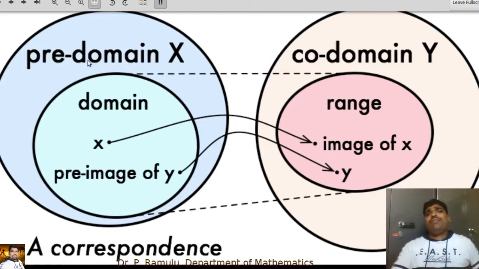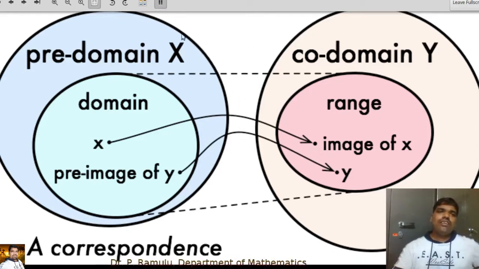We may call X the domain, and Y the codomain. The elements which are mapped from X we call the range. So x goes to some value, and this is called the image of x. Suppose f of x equals y, then I am calling x the pre-image of y. So we have to understand this. Remember clearly first: this is the domain, this is the codomain.